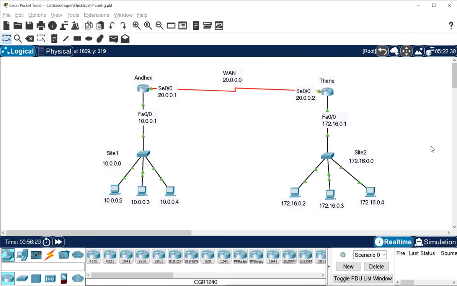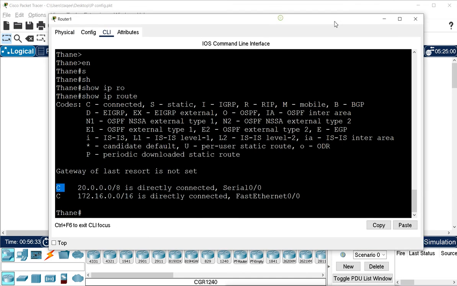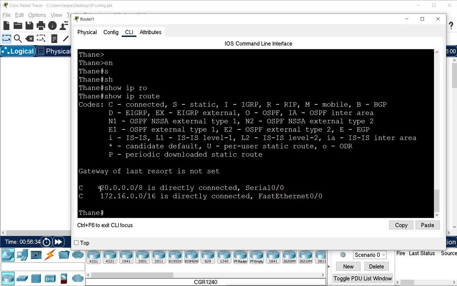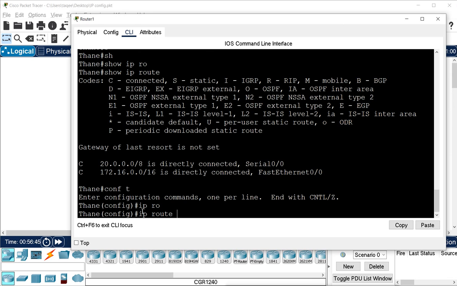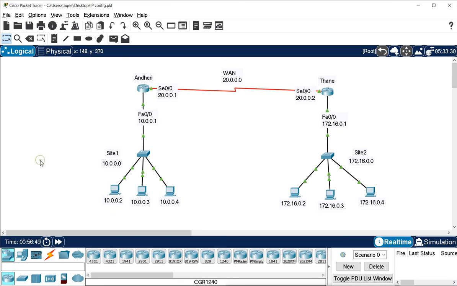Now I will do the same for this Thane also. So in Thane also, it knows only about network 20 and 172. It does not know about the network 10. So I will do what? I will configure IP route, and then I will mention the network which is not connected to this Thane router, and that is this network 10. So I will configure that network.